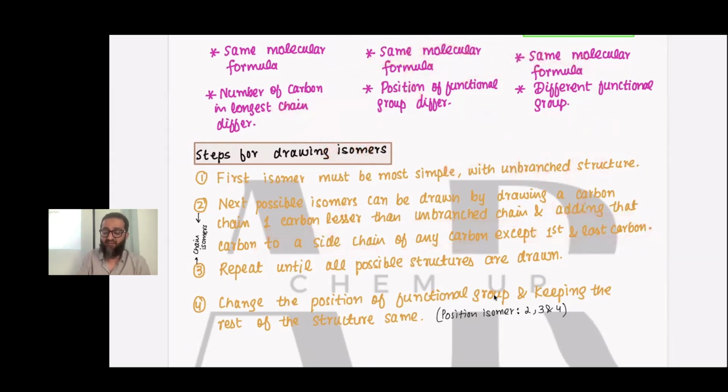First, the simplest one with the unbranched or straight chain structure. Then you need to draw the branch by drawing a carbon chain 1 carbon shorter than the unbranched chain. No, they are the same thing. See, this is the thing. For example, if I did this or if I did this, they both are the same. And similarly, sometimes a student ends up doing like this. So this is also the same.